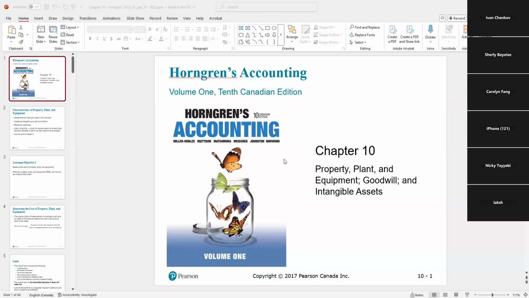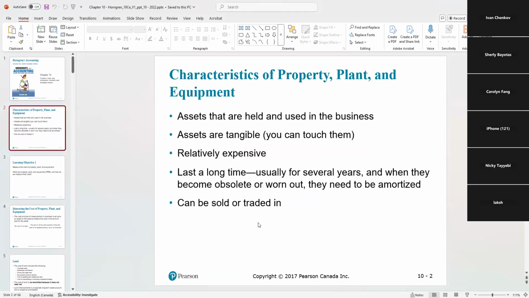Chapter 10. In Chapter 10, we have to finish something that we started in 1110, but we never talked about it. And what is that? That's the long-term assets. More specifically, property, plant, equipment, goodwill, and intangible assets. So now we have to go back into 1110.